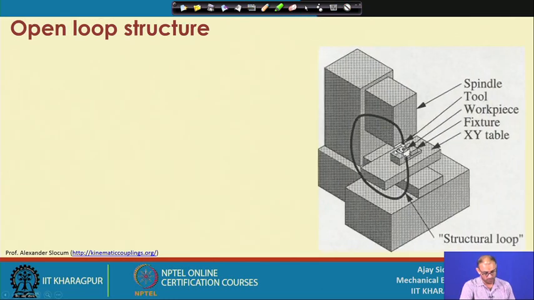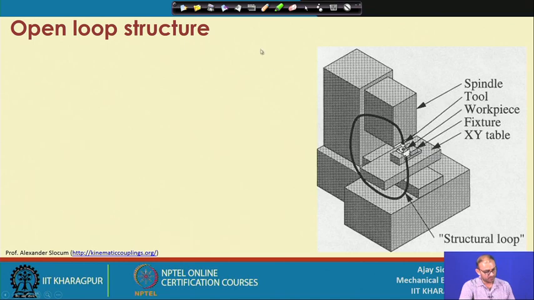So, this is called the open loop structure, because we have seen two structures earlier. This one is open loop, because in this whole structure you are not able to fix two things together here. So, this is the location of the workpiece and tool, and this is called the open loop structure. So, what are the problems with the open loop structure and what are the good things?